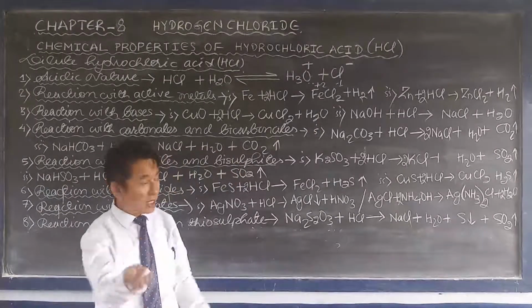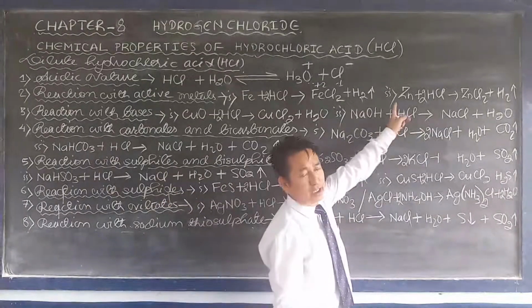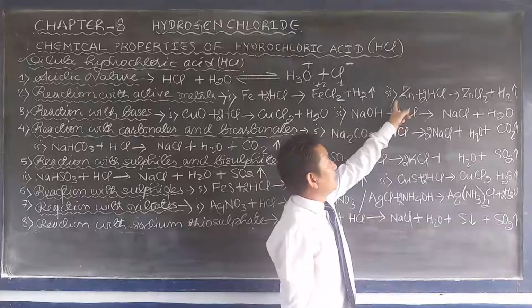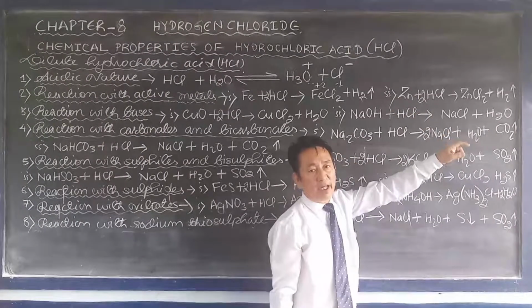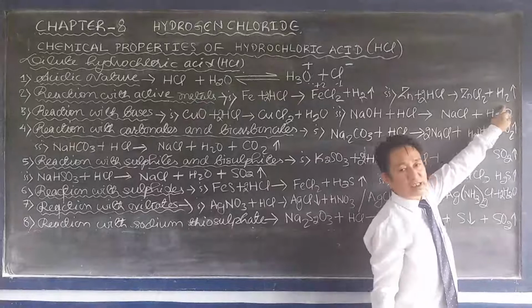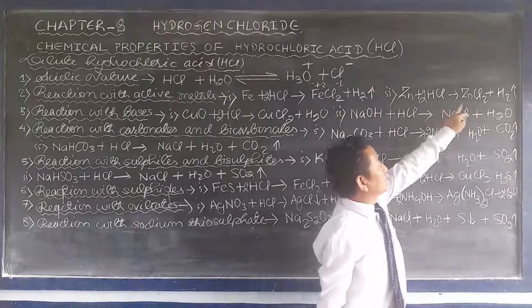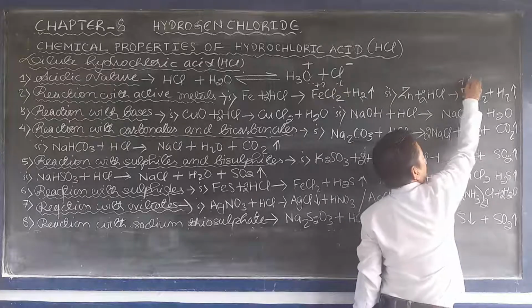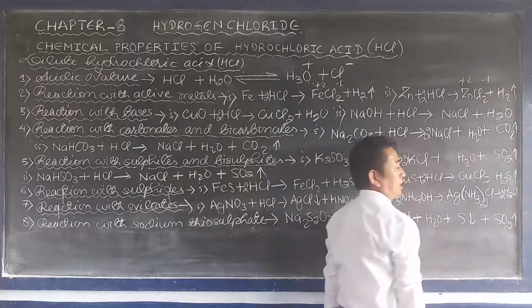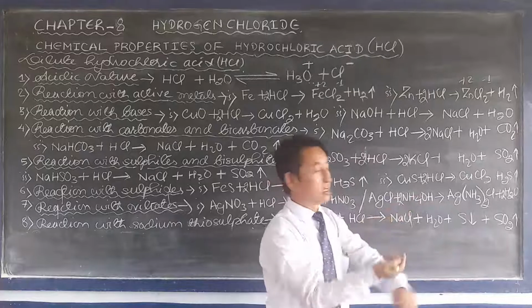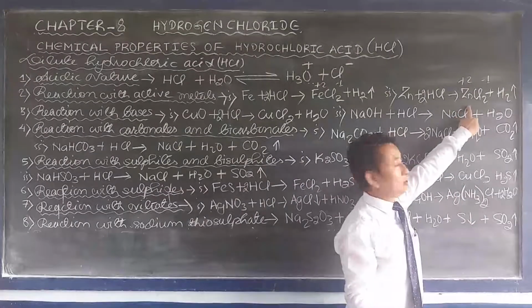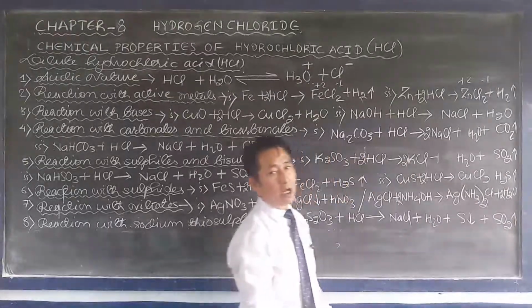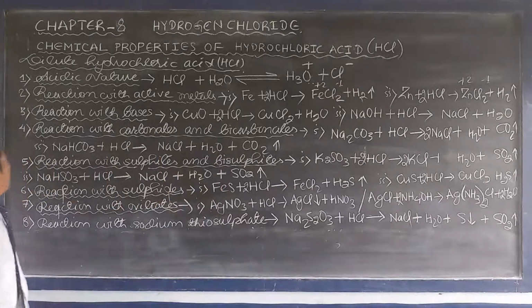Zinc is also above hydrogen in the activity series. When it reacts with dilute hydrochloric acid, hydrogen gas is produced and a salt is formed, that is zinc chloride. Here the valency of zinc is 2 and chloride is 1. On interchanging their valency, the molecular formula of zinc chloride is ZnCl2.